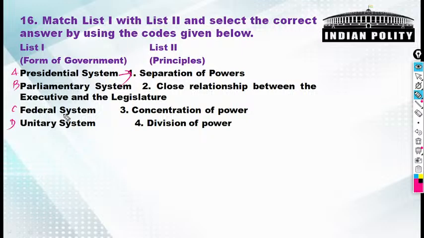So there is a close relationship between the executive and legislature, that we say. In a federal system, there is a division of power. In the unitary system, there is a concentration of power. In a federal system, a division of power between whom? Between the center and states, or the federation and federating units.